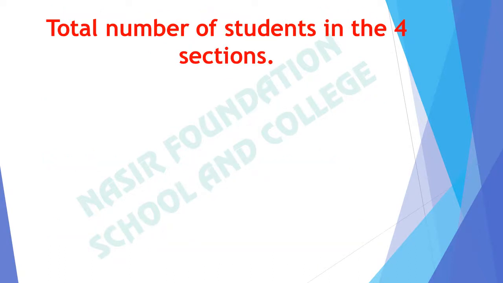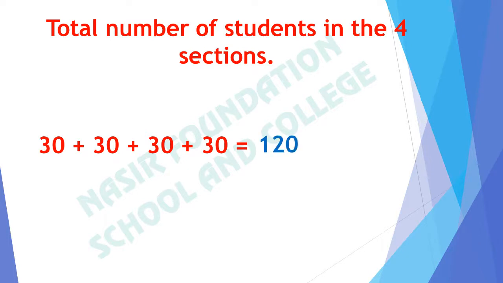To find out the total number of students in the 4 sections, we will add all the students of 4 sections. If we add 30 and 30, we get 60. In 60, if we add 30, we get 90. In 90, if we add 30, it becomes 120. It means total number of students in the 4 sections is 120.